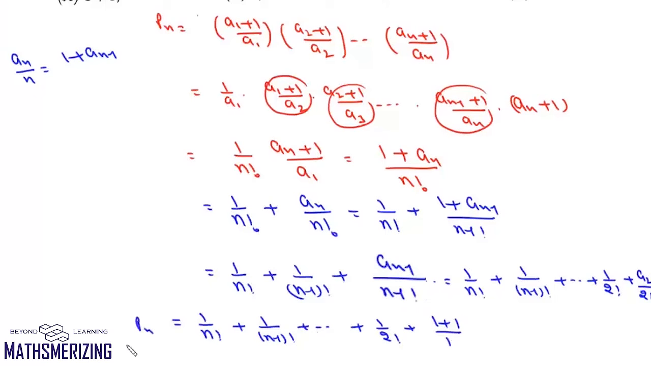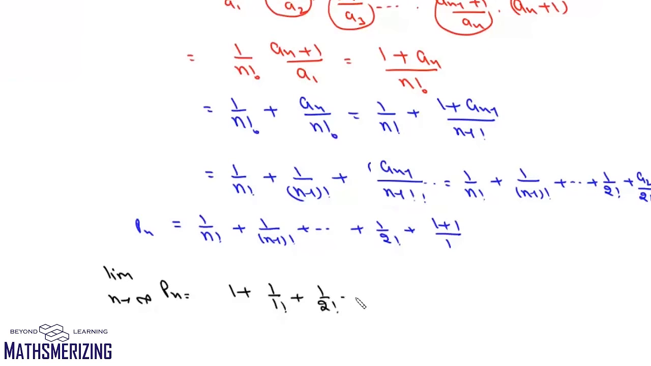Now we take this limit as n tends to infinity of Pn. It will be 1 plus 1/factorial 1 plus 1/factorial 2, and the series goes all the way up to infinity. It is nothing but e. So the value of this limit as n tends to infinity of Pn will be simply e, and that's your option B.